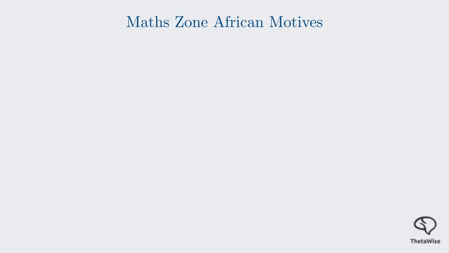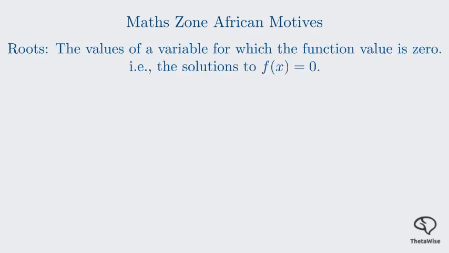In algebra, the roots of an equation are the values of the variable for which the function's value is 0. In other words, they are the solutions to f of x equals 0. These are also known as the zeros of the function. Let's write that down. A root is a value for which f of x equals 0. Graphically, the roots are the x-intercepts, where the graph crosses the x-axis.